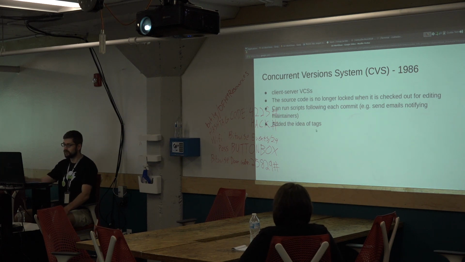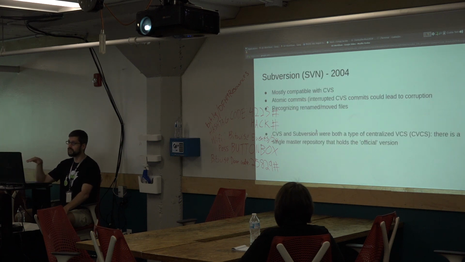If you are, let's say, doing a release or an important milestone during your development, you can tag your source base at that time point. And that's going to help you to get back to that time point if something comes up. So those are tags. Subversion was kind of a better version, I guess.